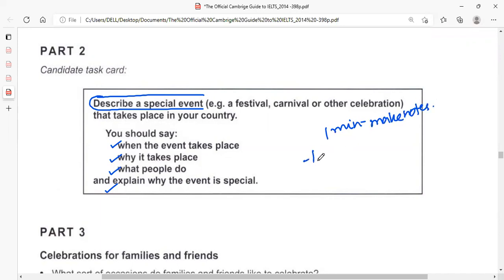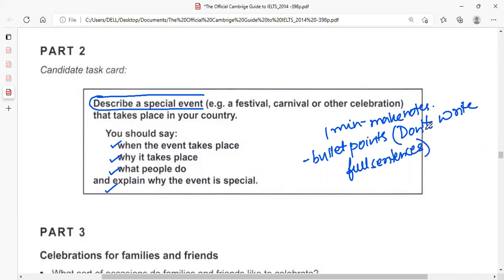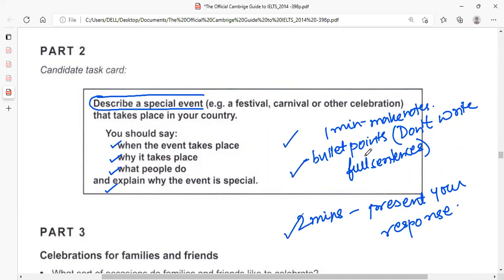When you're making your notes, you're supposed to do it in bullet points. Don't write full sentences, because as you can understand, a minute's time cannot allow you to write full sentences, right? And you have 2 minutes time to present your response. Got it? So this is exactly how you need to work on this round 2 question.